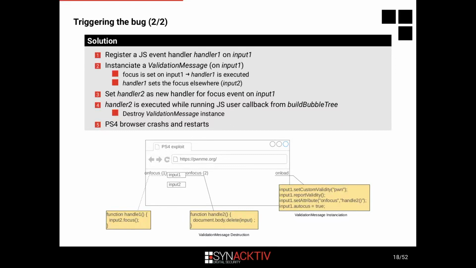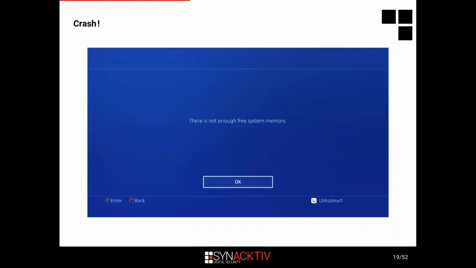It will set the focus elsewhere, for example on input 2. And then before timer expiration, that is, before build bubble tree code is executed, we register a new handler on input 1 that will destroy the validation message instance. Then when the build bubble tree method is called, it will make a call to update the layout and run our JS callback and destroy our validation message instance. And we ran that code, and it actually crashes the PS4 browser. And here is what the PS4 looks like when the browser crashes.